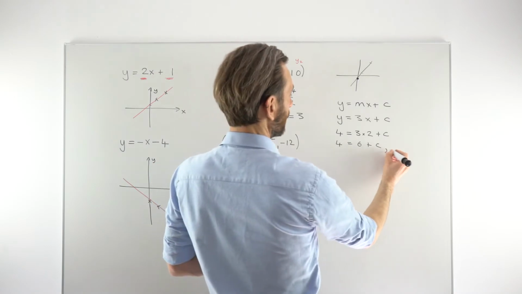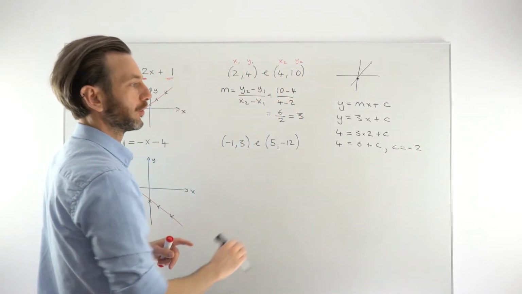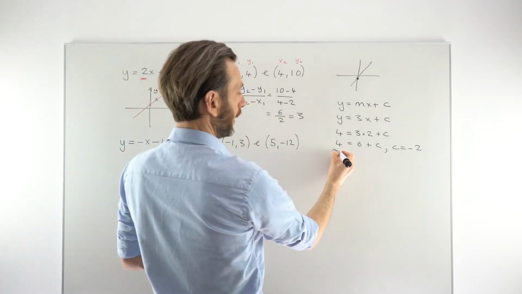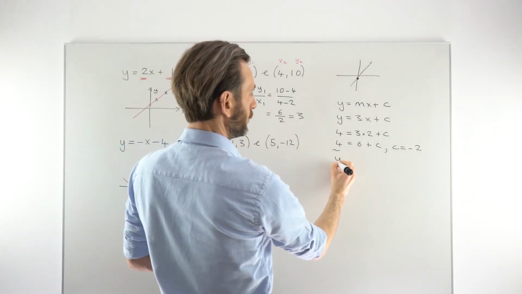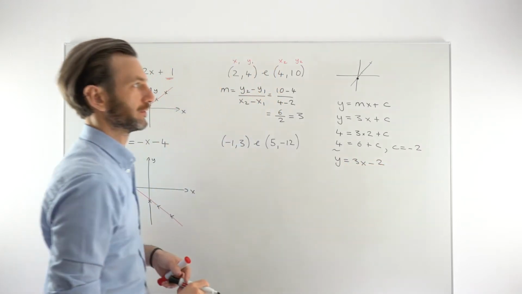And that would tell you then that your c value is minus 2. So at that point we can go back to the equation and just fill in that c value to get y equals 3x minus 2, which is the final answer.